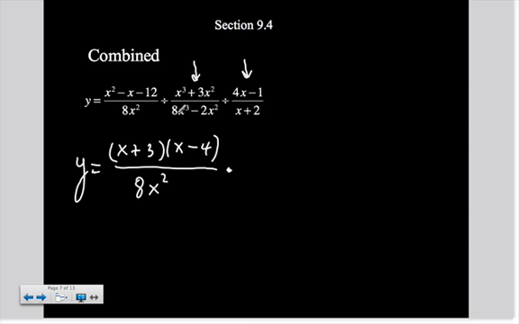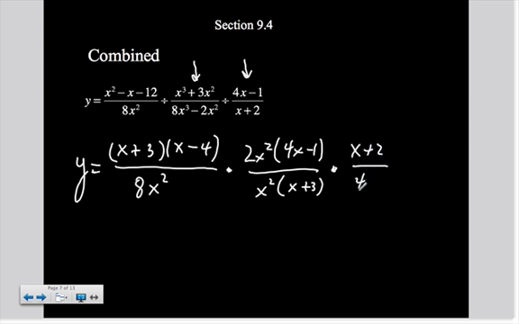Now when I factor this, I can factor a 2x squared out of each of these terms, and that's 4x minus 1. When I factor this one, I can factor an x squared out of each term. That's x squared times (x plus 3). And when I invert this, there's no factoring to do. It's already factored.